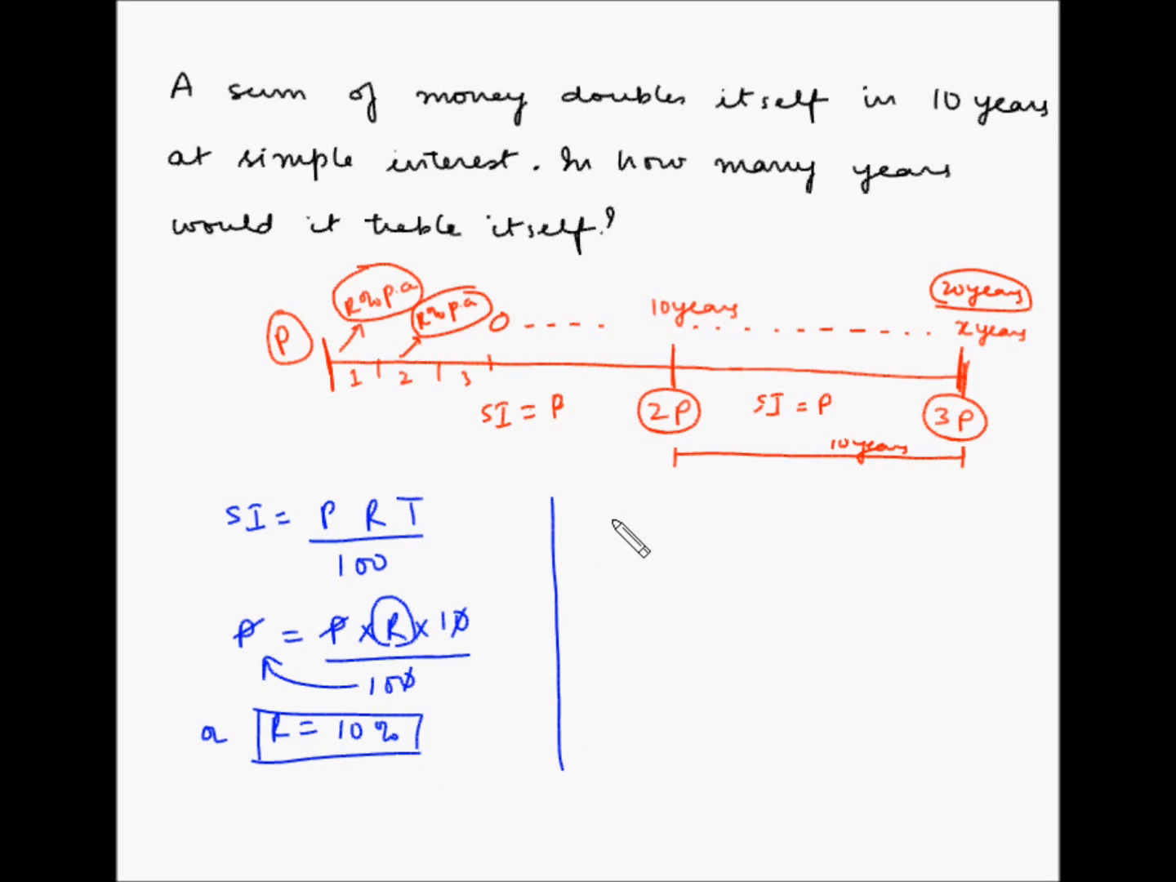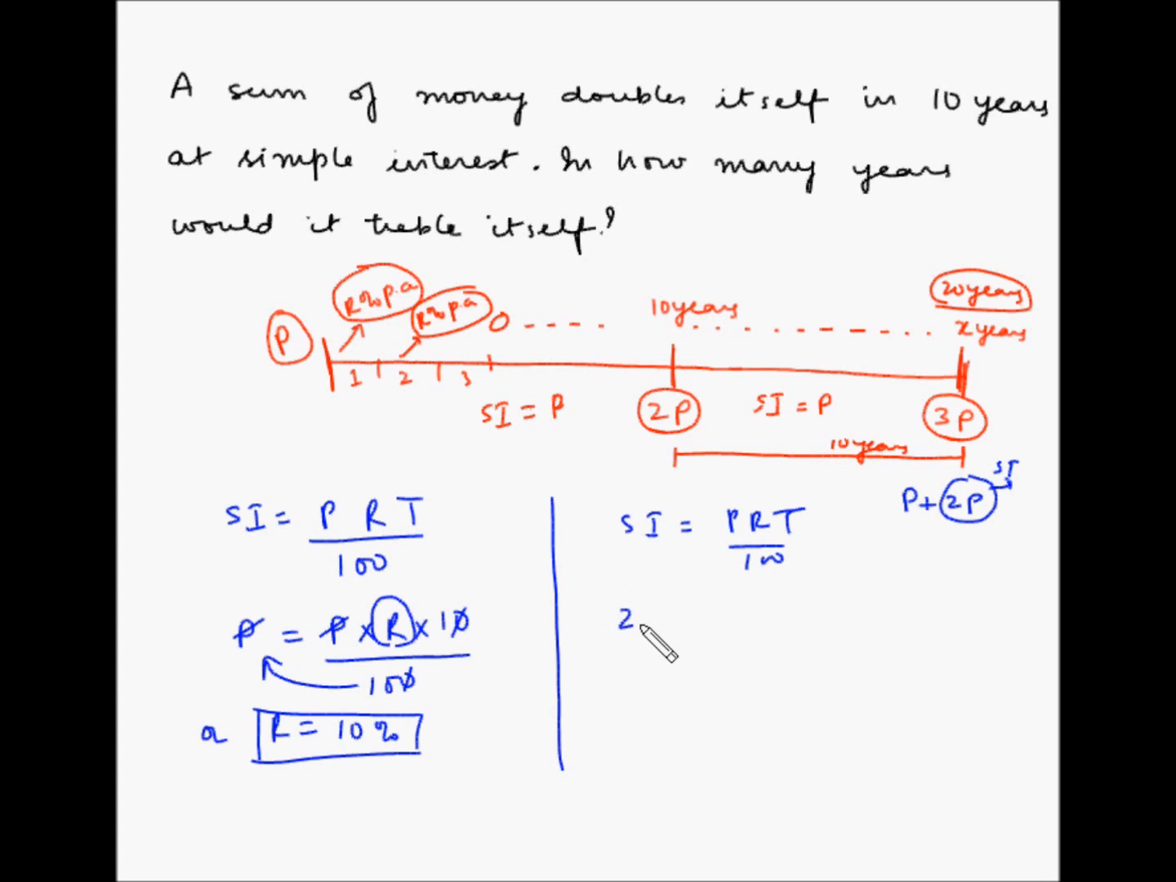Now in the second scenario the simple interest will be equal to twice the principal amount, because at the end of X years we want the principal to triple itself. So it will be P plus 2P. So 2P is the simple interest. So simple interest again is equal to PRT by 100.